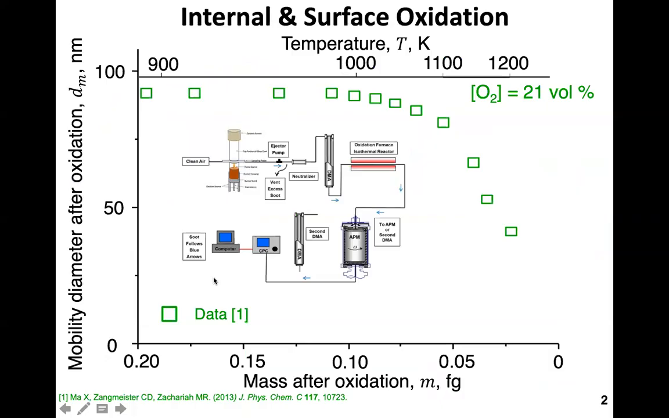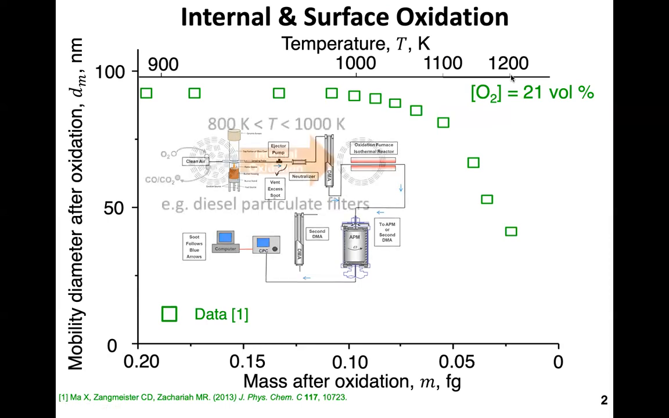Now, using classic aerosol instruments, such as the differential mobility analyzer and the aerosol particle mass analyzer, we can quantify the impact of oxidation on the particle size and mass. So here on the y-axis, I'm presenting you the mobility diameter measured as a function of the particle mass after oxidation of diffusion flame soot at temperatures ranging between 900 to 1200 Kelvin.